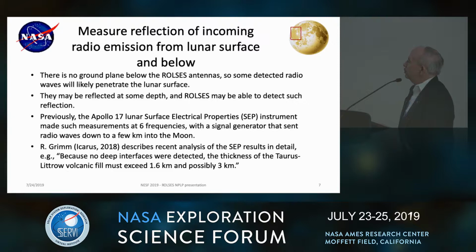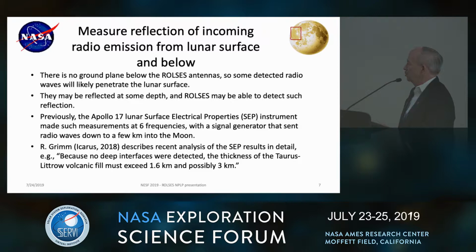So one more thing that we are considering that we might see is the radio waves coming down from whatever sources are out there, especially the more intense sources, will likely penetrate the lunar surface, and they might be reflected back up so that you detect them. And this tells you something about the surface below the lander.